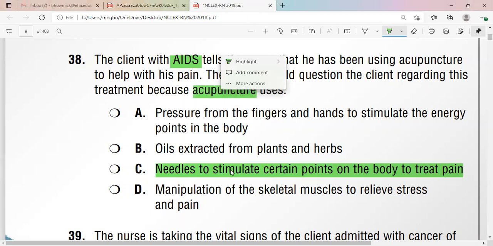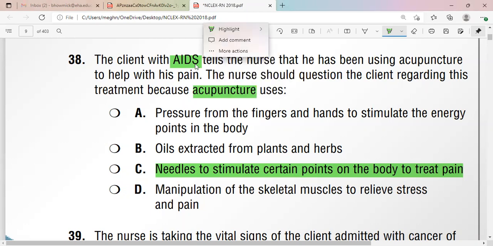Acupuncture uses the needle, and because the patient has HIV and AIDS is transmitted by blood and body fluid, the nurse should question this treatment. Answer A describes the acupuncture. Answer B or answer D describe the massage therapy, well, not acupuncture therapy.